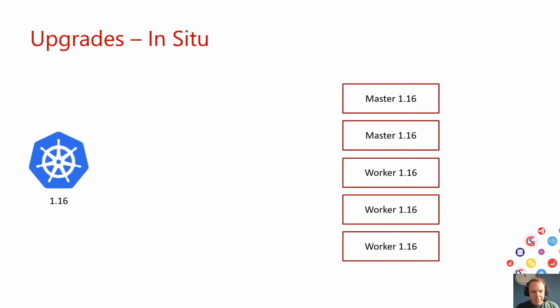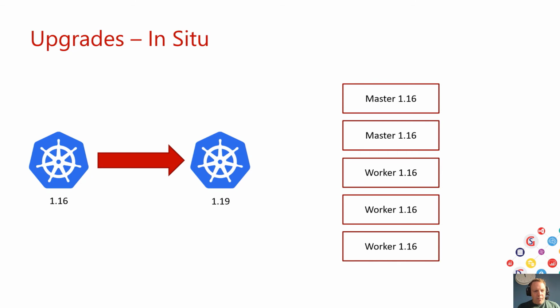Upgrades. So, 2 ways you can perform upgrades. So there's in situ, which is Latin for in place. And imagine we're going from Kubernetes 1.16 to 1.19. First takeaway point here is that you cannot perform multi-version upgrades in Kubernetes. So if we were doing this, we'd have to go via 1.17, 1.18, and then finally we'd make the jump from 1.18 to 1.19.